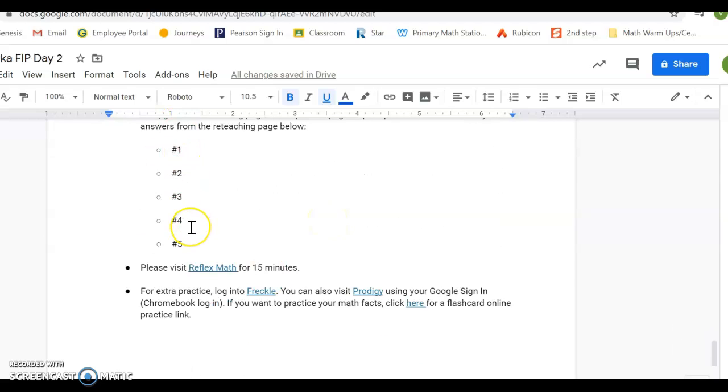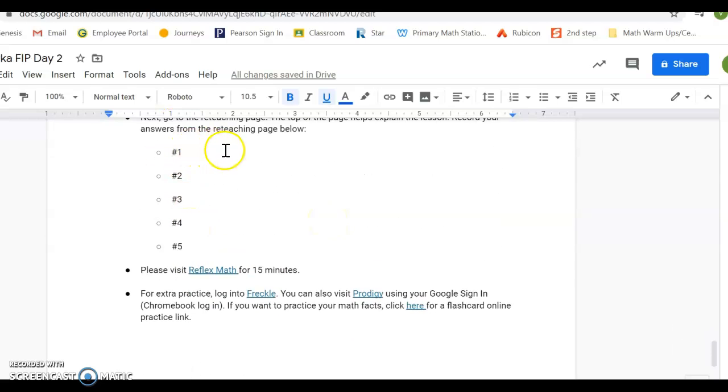When you're done recording your 5 answers, which I really helped you a lot on the first one, you need to go into Reflex for 15 minutes. I'm going to be checking that people have logged in. Even if you're 100%, it's great to practice. We're not in school, so we're not practicing as regularly as we would be. So Reflex is a great way to make sure you're still reviewing the skills.